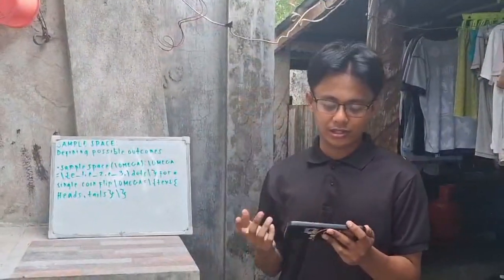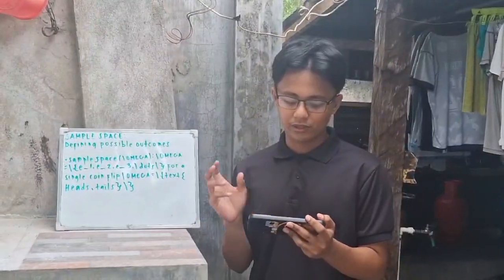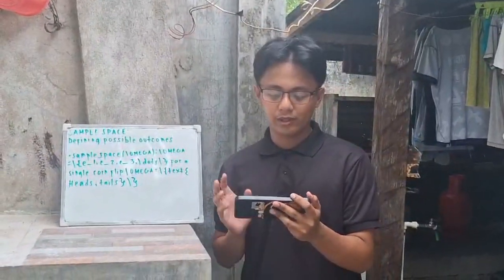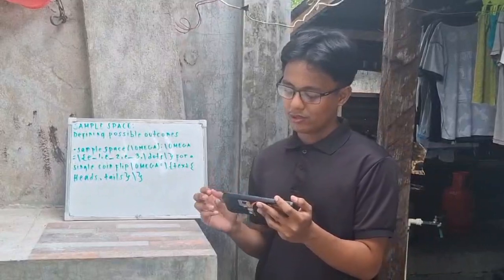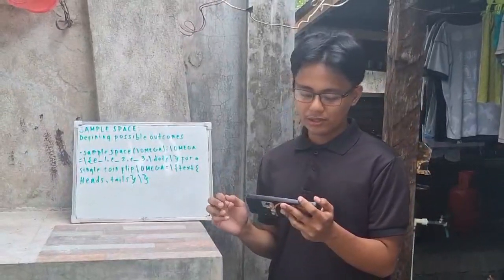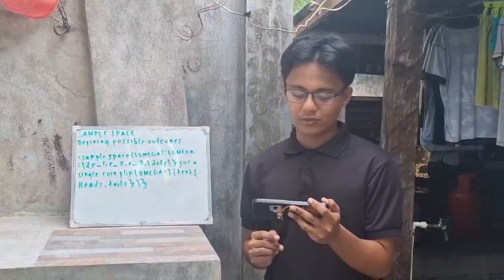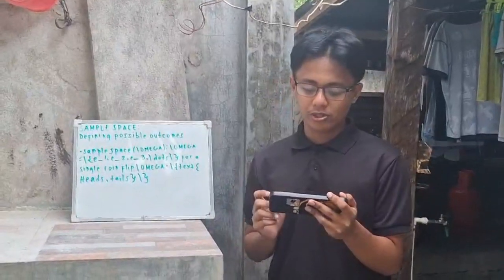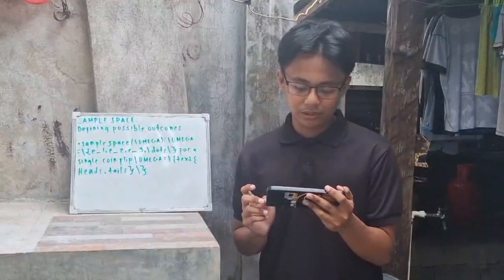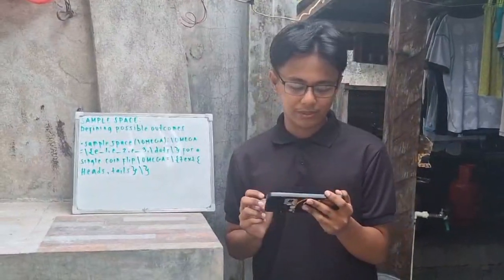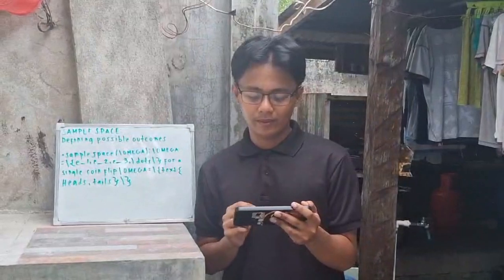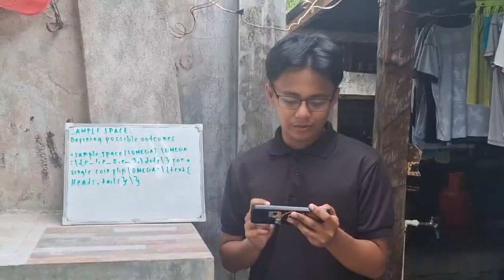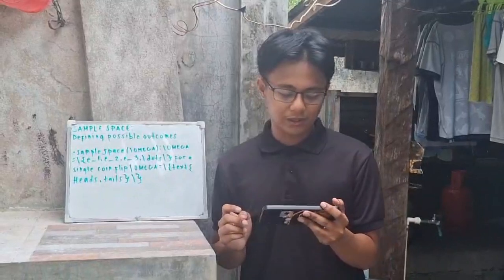So here I am discussing the sample space for defining possible outcomes. The very first step in building any probability model is to define our sample space. This is the set of all possible outcomes of a random experiment. It's crucial that the outcomes listed in our sample space are both mutually exclusive, only one can happen at a time, and collectively exhaustive, the sample space covers every possible result.